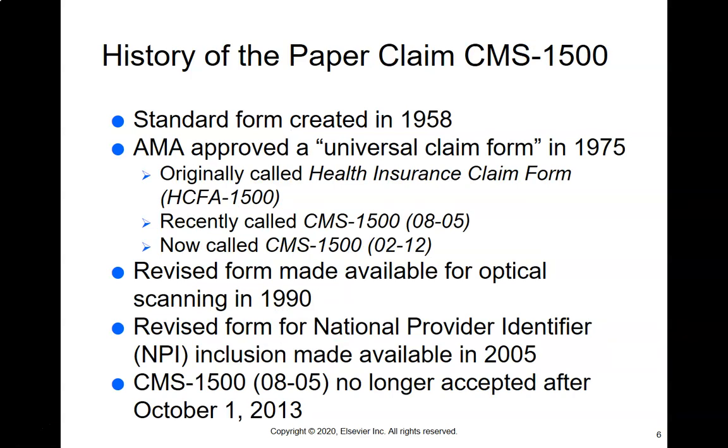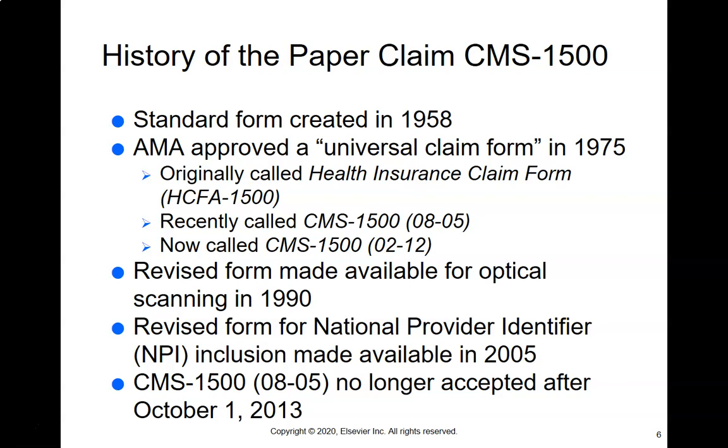The history of the paper claim, the CMS 1500. The standard claim form was created in 1958. The AMA approved a universal claim form in 1975. It was originally called the Health Insurance Claim Form HCFA 1500. It was renamed the CMS 1500 in August of 2005, and then changed in February of 2012, which is now called the CMS 1500.